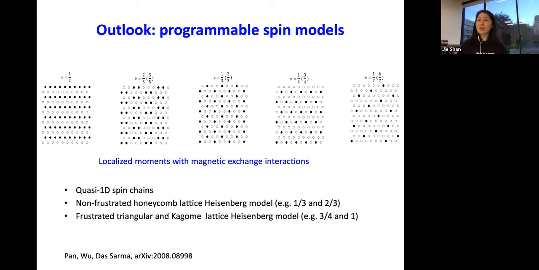And of course, the magnetic properties of this system are also very interesting. Now you can think about those as local moments. They can hop, and that means you have magnetic exchange interactions. The different states with different filling numbers give us a wide range of geometry, for example, 1D versus 2D, or different frustrations for the lattice. We can have a non-frustrated honeycomb lattice, and we can also have a frustrated triangular or kagome lattice. So this is something still ongoing.